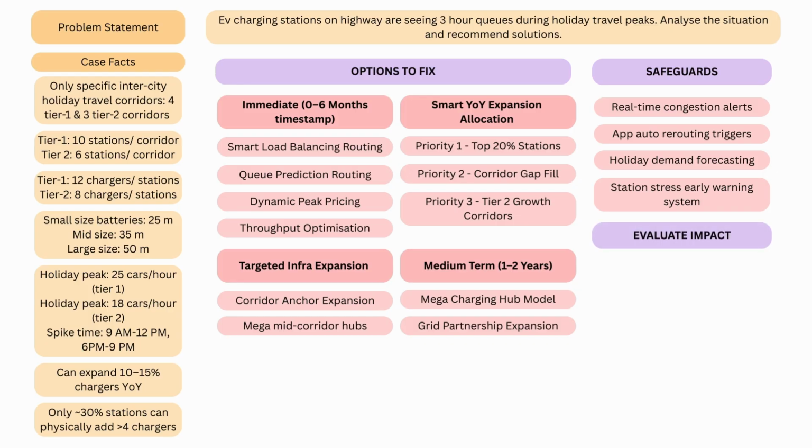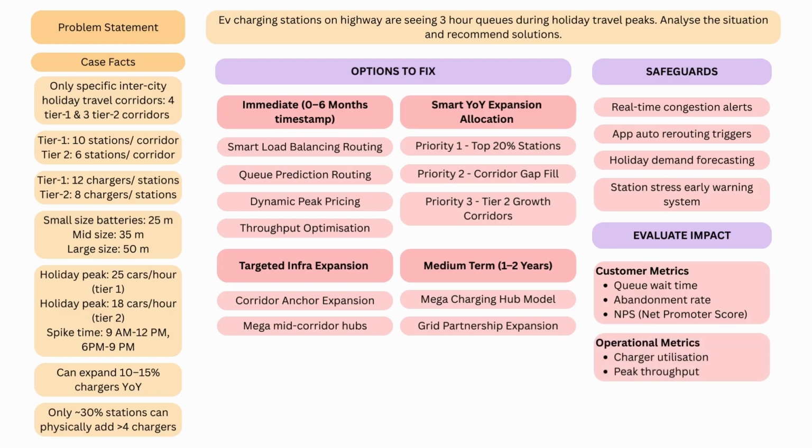Next, we move on to evaluating the impact. A few customer metrics would be queue waiting time, abandonment rate, NPS, that is net promoter score, etc. Operational metrics would include charger utilization, peak throughput, that is the maximum number of vehicles served per hour during highest demand periods. A few of the financial metrics would be revenue per charger, that is the average income generated by each charger over a given period, and capex ROI, that is the return generated relative to the money spent on building charging infrastructure. So that is how you solve logistical and operational problems.